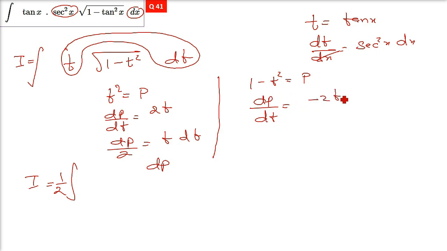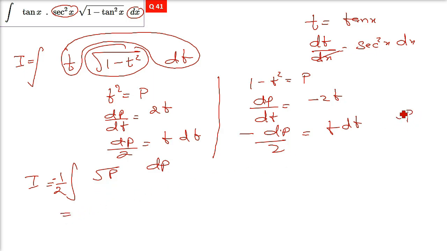So dp by dt equals to minus 2t. I have taken 1 minus t square equals to p. Minus dp by 2 will be t dt. So this is negative dp by 2. dp is already there, 2 we have already written, just the negative sign has to be kept here. Negative half. Now t dt is already negative dp by 2, but under root 1 minus t square is now under root p. So we need to integrate under root p.